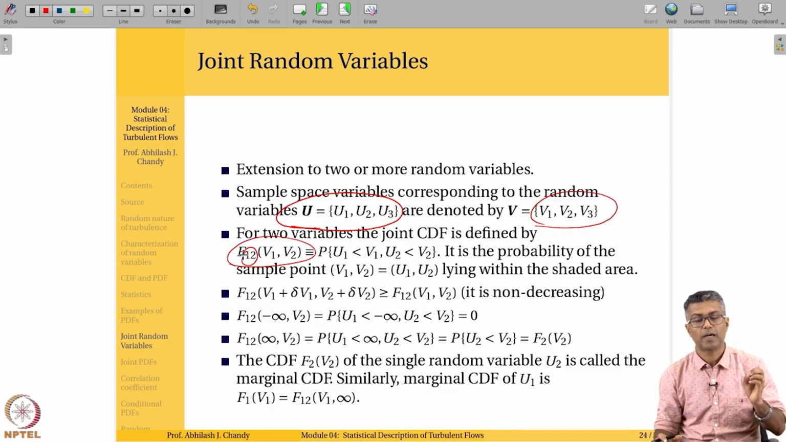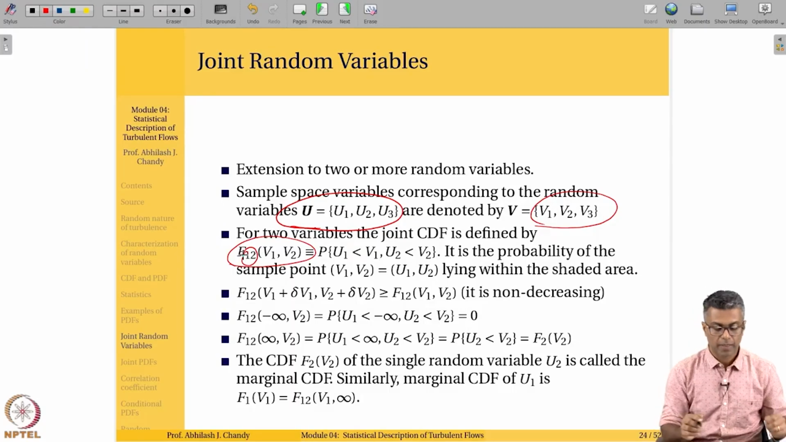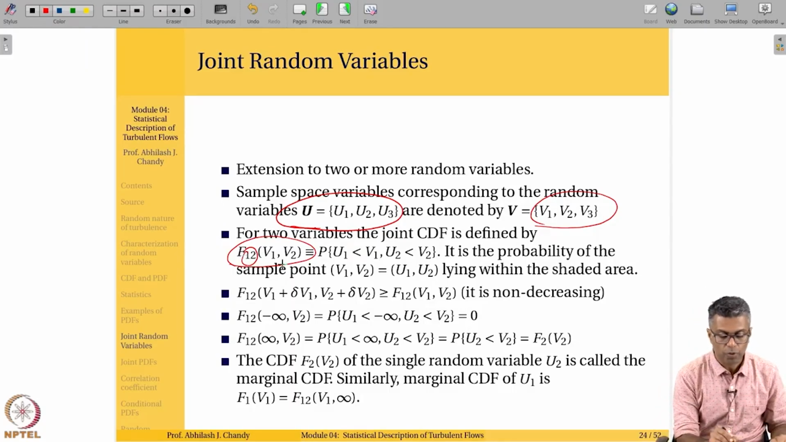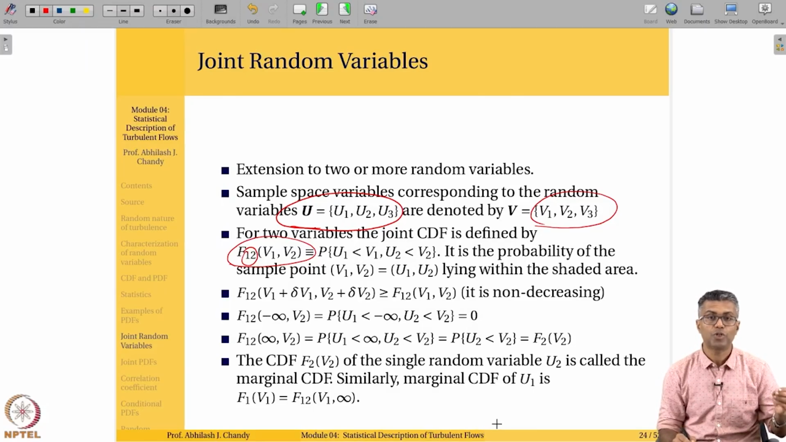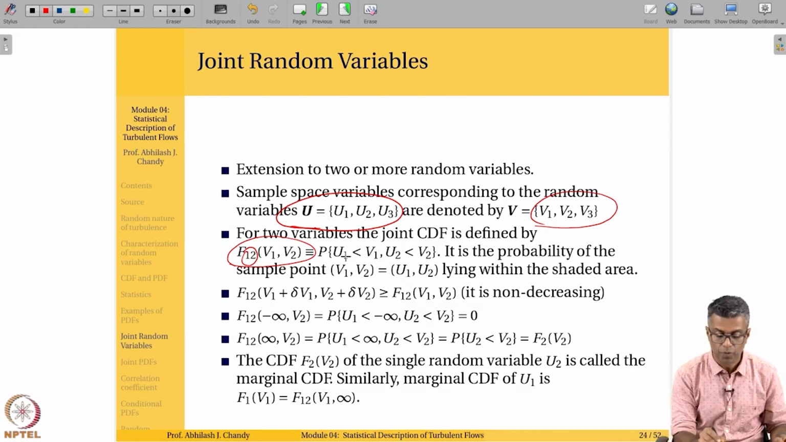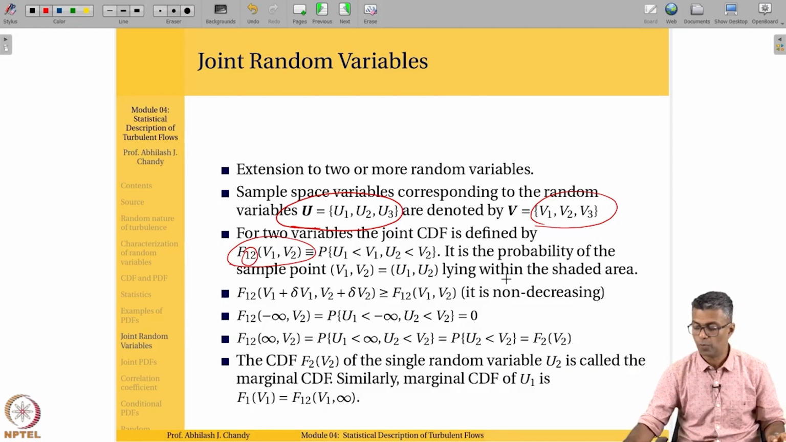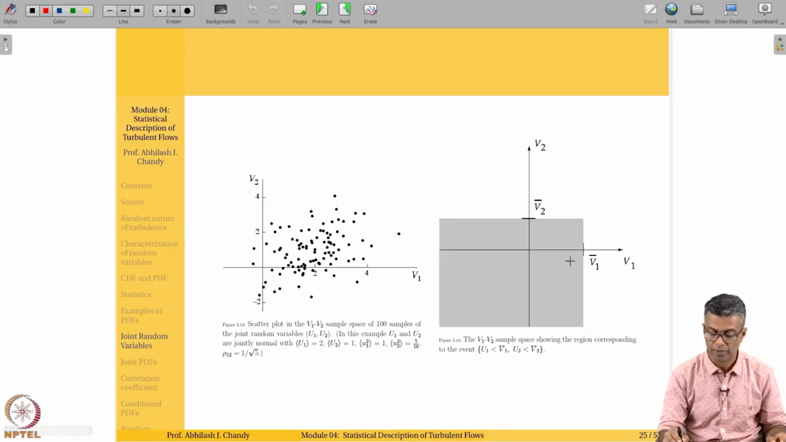For now, just understand that we'll deal with two variables, and we can obviously extend this to three variables. So the joint CDF would be defined by the probability of U1 less than V1, so that's one event, and U2 less than V2, so that's two events. So the joint CDF would be the probability of two events happening. So it is the probability of the sample point V1, V2 lying within the shaded area. Which shaded area? The one that is shown here.